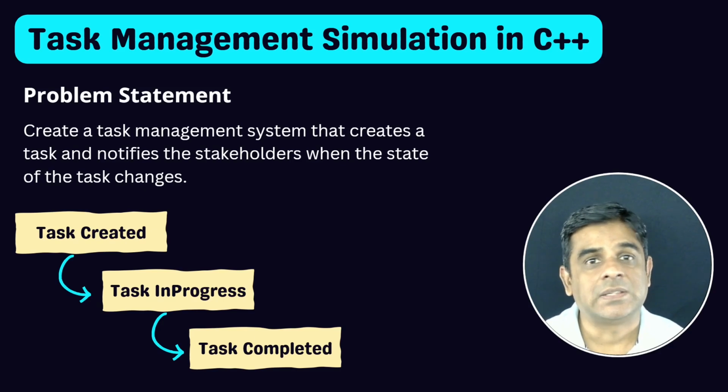We create some Jira ticket, or in Scrum we are creating a task like development task, testing task, and initially it is in created state, then we change it to in progress, and when the task is complete we mark it as complete. So we need to simulate this system in C++. This is the problem statement.